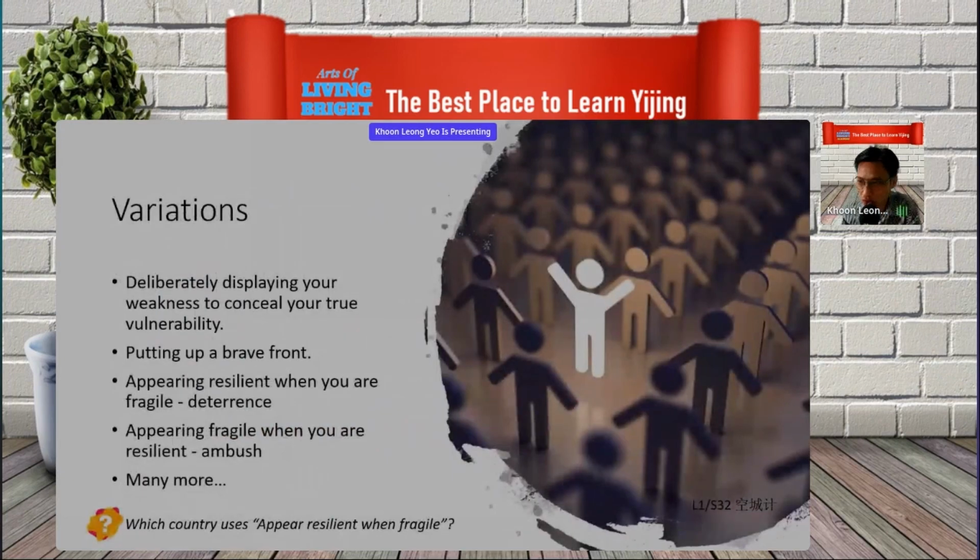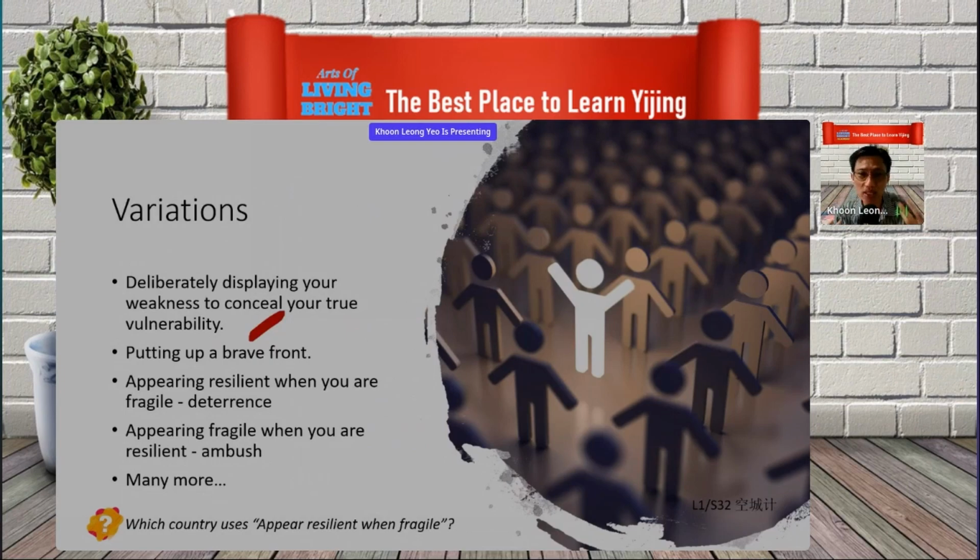There are variations. I'm going to share with you variations. I've seen people using these variations in the form of 空城计. So if you can think of any, type in the chat box so that every one of us can benefit from your sharing. So number one, deliberately display your weakness to conceal your true vulnerability. For example, you could be afraid of darkness, which could be your weakness, which you could be very scared of telling people. But in certain situations, when you use 空城计, you deliberately tell people, hey, seriously, I'm scared of darkness. Don't play this sort of trick on me, okay?